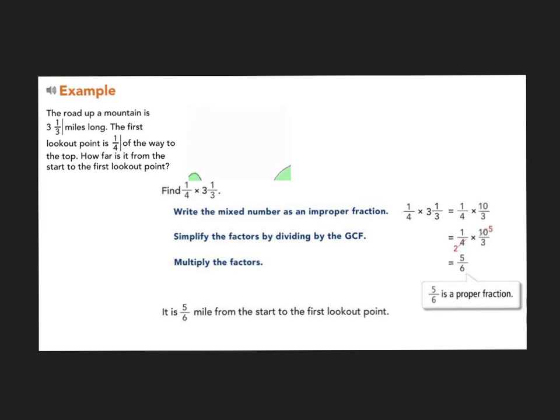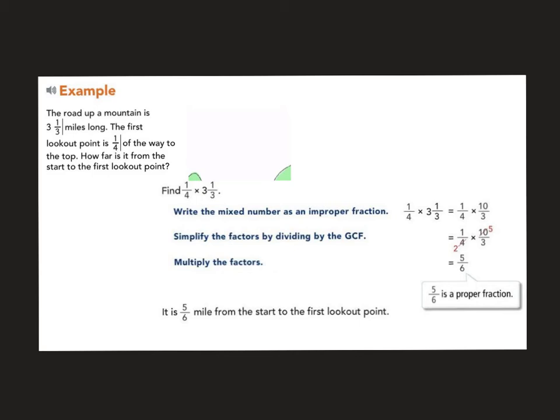Okay, here is a typical problem you will see in the assignment. It's not a story problem, a word problem. The road up a mountain is 3 1/3 miles long. The first lookout point is 1/4 of the way to the top. How far is it from the start to the first lookout point?